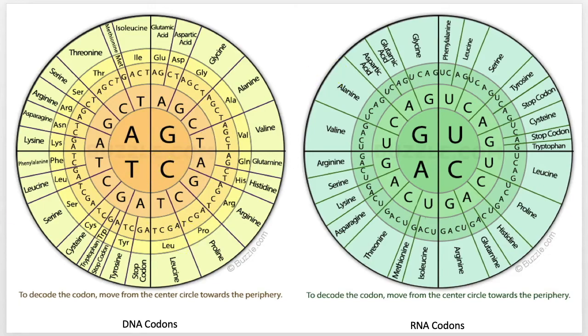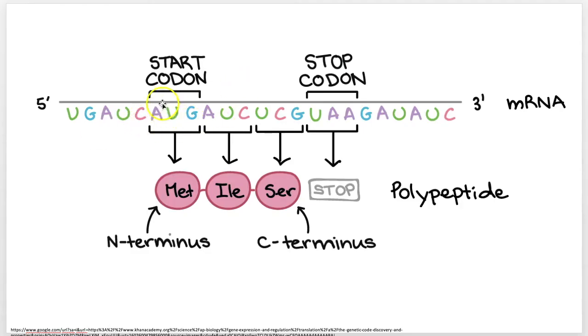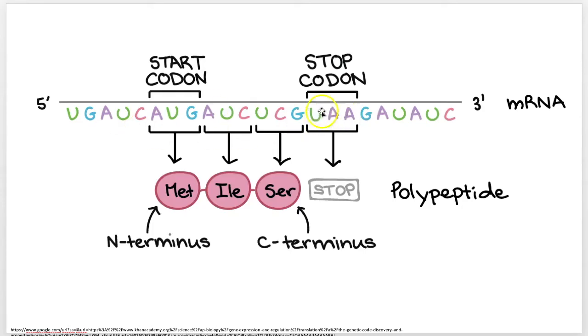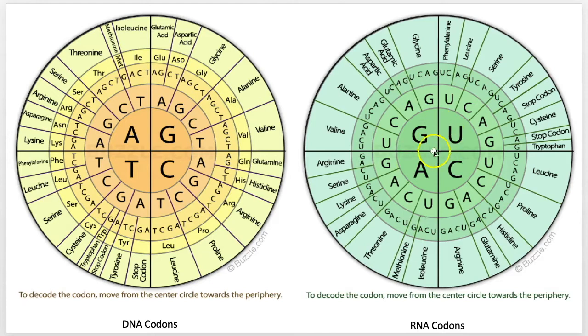So in this case, let's figure out. So we've got AUG, AUC, UCG. Let's go with the GAU, even though there's a stop codon on here. So GAU, and this is an RNA, because it's got a U, so we go over here. GAU would be aspartic acid, the amino acid that gets made.